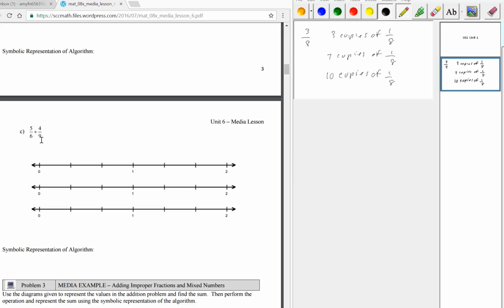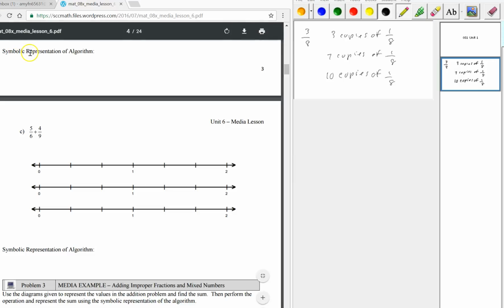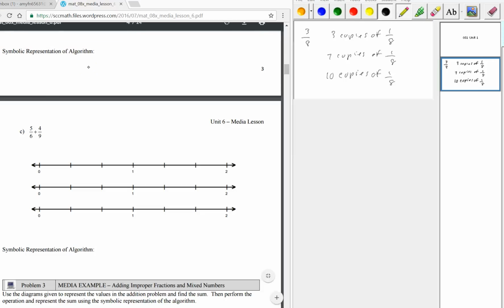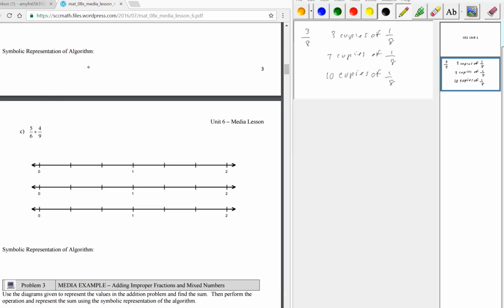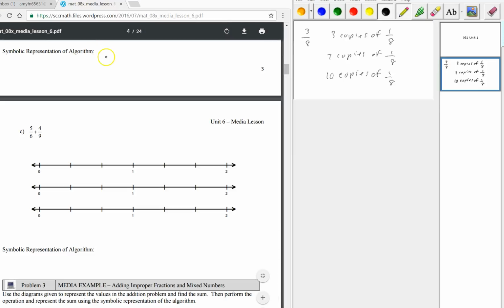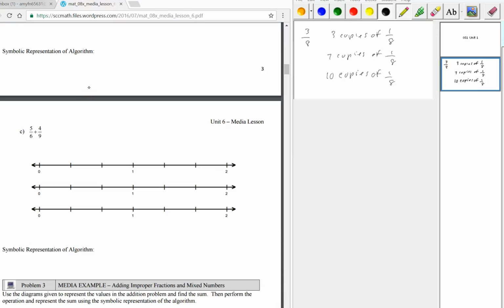And notice for each problem it says symbolic representation of the algorithm. So we're building in that abstract component and connecting it to the diagram. So it's not that we're leaving out the abstract and the algorithm, but we want them to have a picture of it, then show how we represent the picture symbolically, and the steps we take to add these fractions without the visual aid.